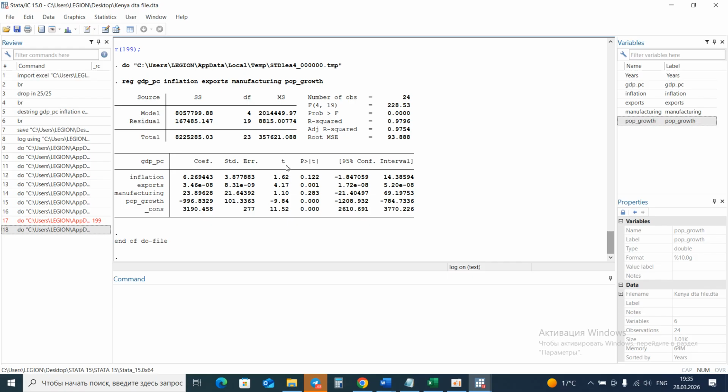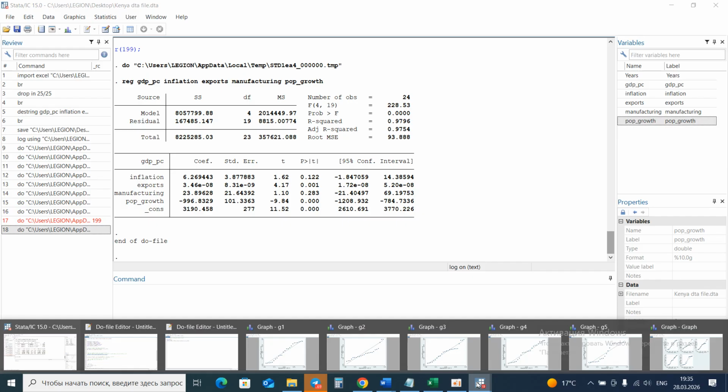P values test significance. If p is less than 0.05, it means statistically significant. As you can see, this is statistically significant. Our population grows, while manufacturing doesn't affect GDP per capita that much. Exports also affect it, while inflation not that much. So we move further.